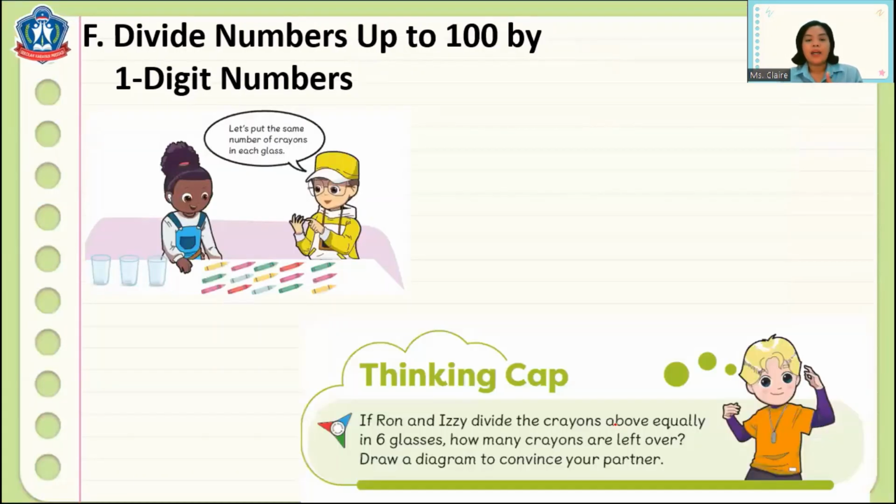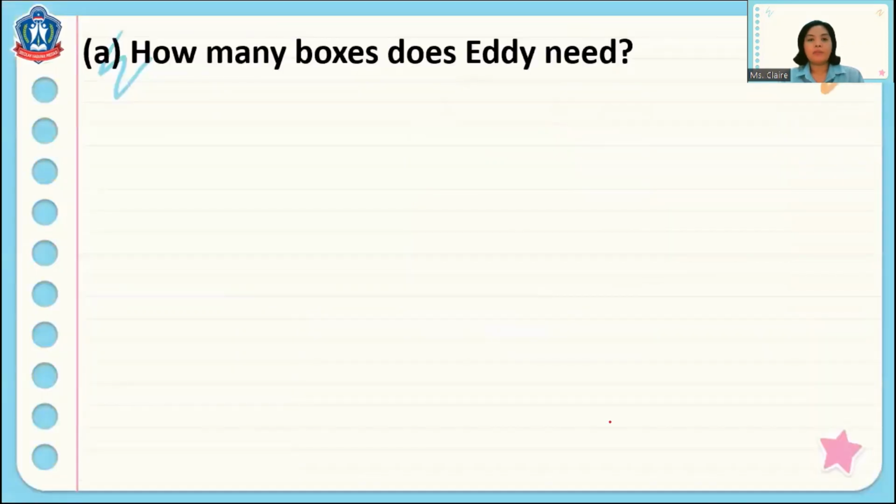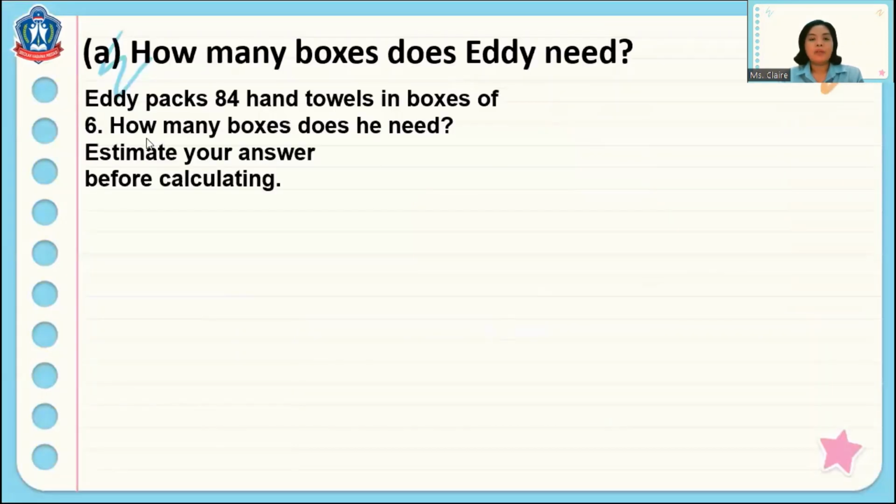And if Ron and Izzy divide the crayons above equally in 6 glasses, now we have 6 glasses. How many crayons are left over, or is there any left over? And how many crayons are there in each glass if there are 6 glasses? Okay, children. Now I have a problem here. How many boxes does Eddie need? Eddie packs 84 hand towels in boxes of 6. How many boxes does he need?